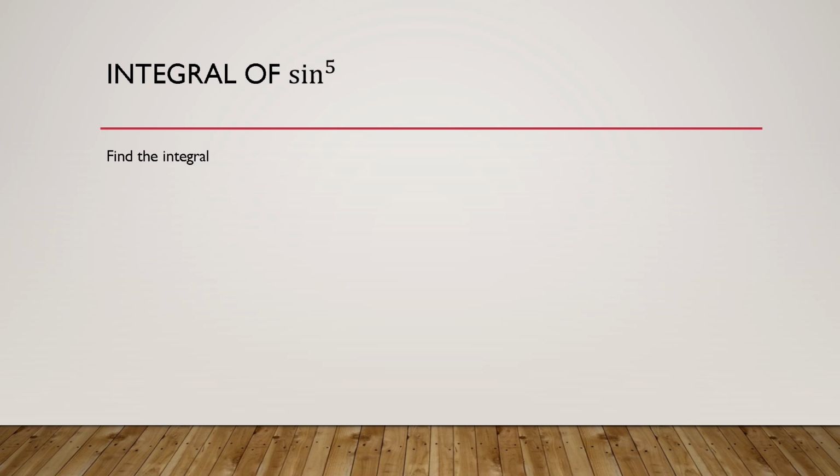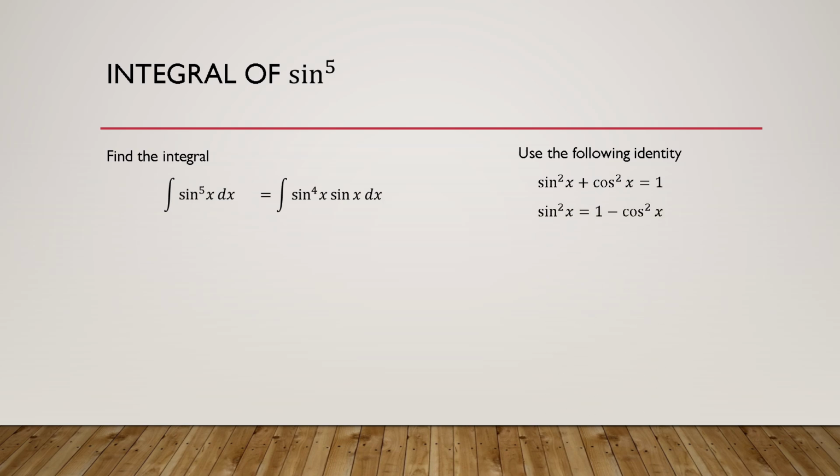We can also solve the integral of sine to the 5th x dx in a similar way as we solved the cubed problems. We separate the integral into sine to the 4th x times sine x dx. We then use the identity sine squared x plus cosine squared x equals 1, or sine squared x equals 1 minus cosine squared x. We make our substitution, which gives us the integral of the quantity 1 minus cosine squared x, squared, times sine x dx.